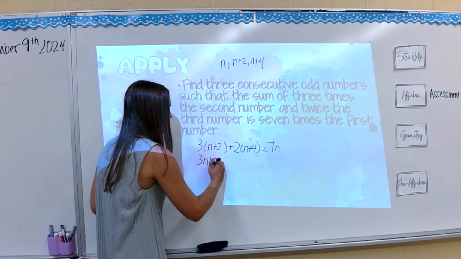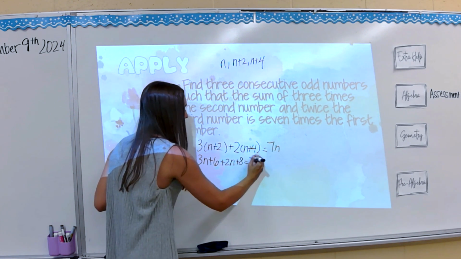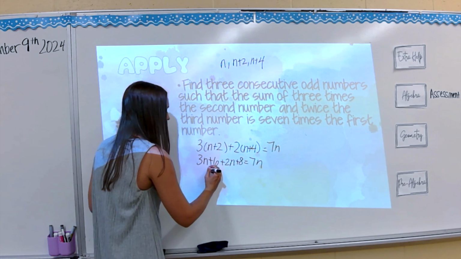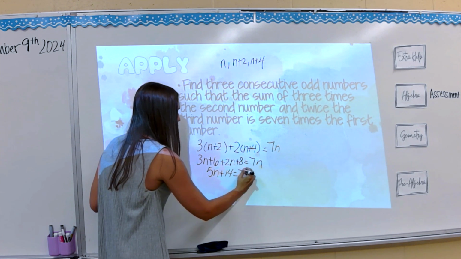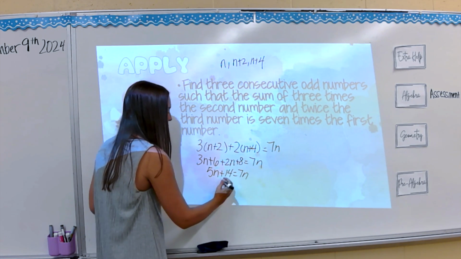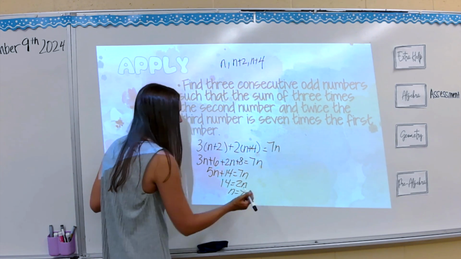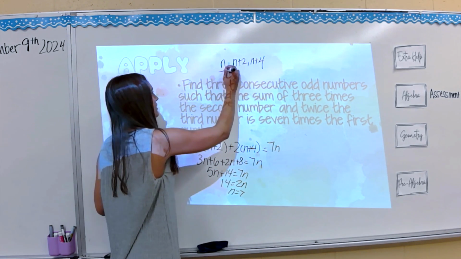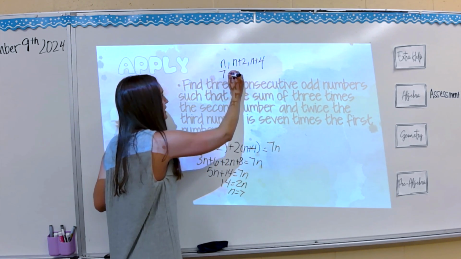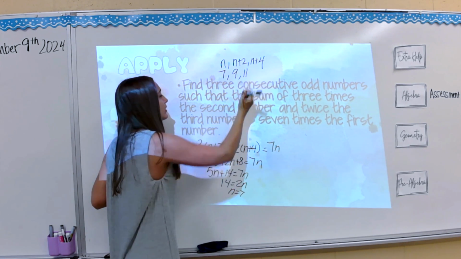I get 3n plus 6 plus 2n plus 8 equals 7n. This gives me, combine like terms, 5n plus 14 equals 7n. Subtract 5n, I get 14 equals 2n, so my n is 7. Which makes sense, we're talking about odd integers. So I have 7. 7 plus 2 is 9. 7 plus 4 is 11.